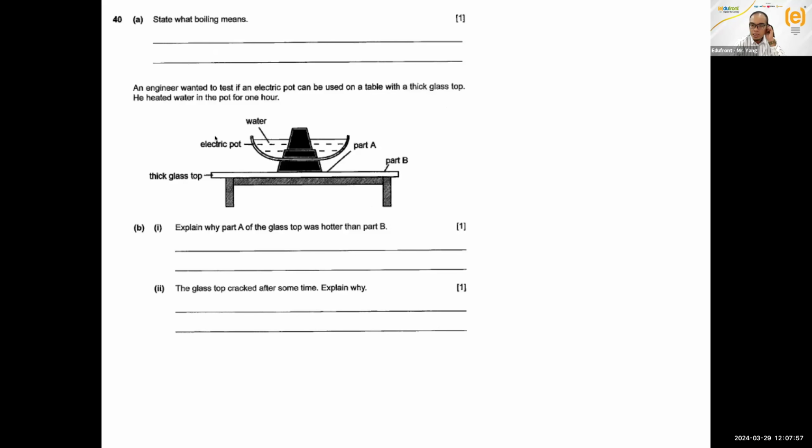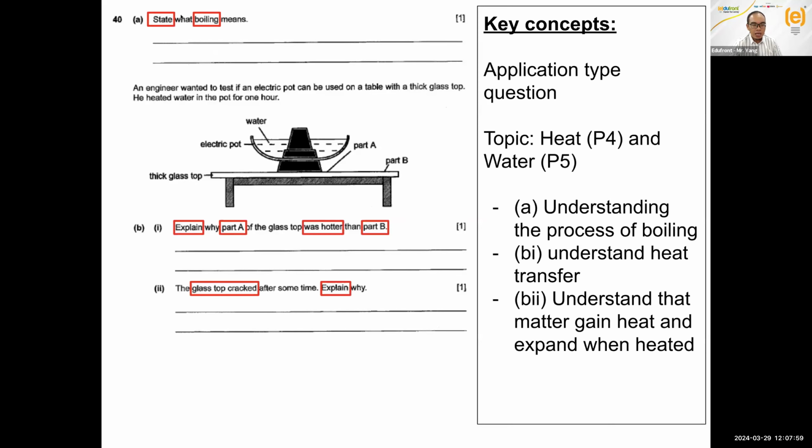So the last question, part A, they ask you to state what boiling means. State means you just state. What is the meaning of boiling? Part A is a simple recall question. Part B is an application question where you need to use the concept from the earlier parts. So this is an application type question.